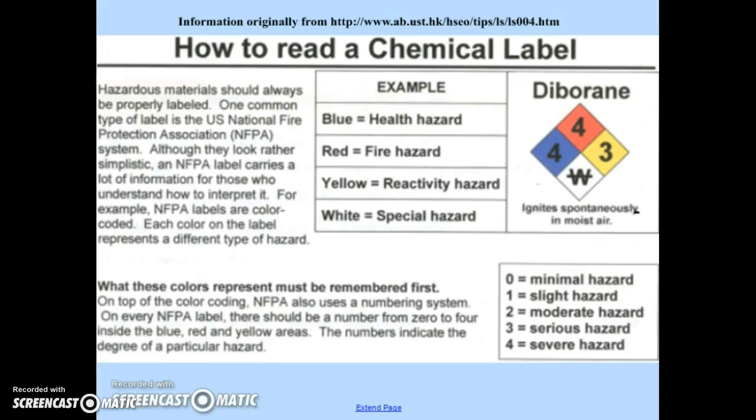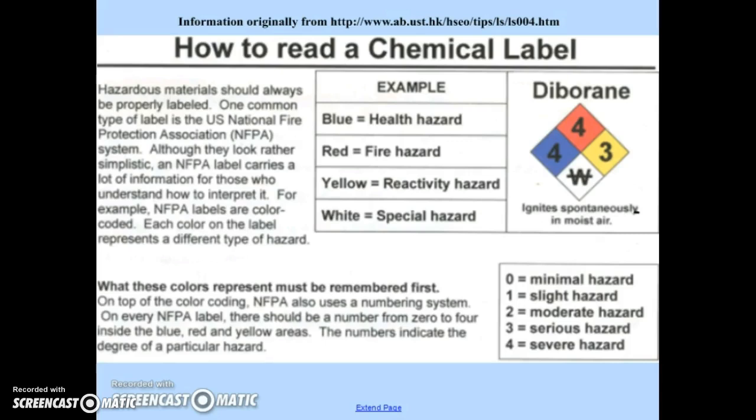And the last one, again, which is a little bit different, there's not a number here. The last one is a special hazard. It's going to list anything unique about that particular chemical, unique and dangerous. In this case, it's got a W with a slash, which means don't get it near water. W stands for water in this case. That slash there means do not get it near water. It will ignite spontaneously, even in moist air, like if it's really foggy out. This stuff could ignite just because it's got a high humidity. It doesn't need to be in the water. So that's diborane for an example.